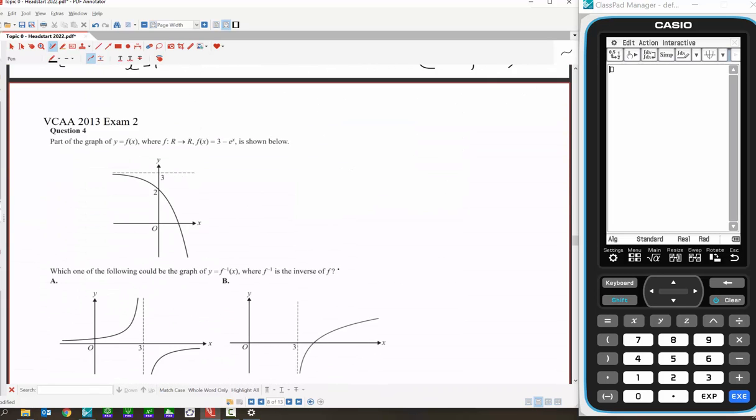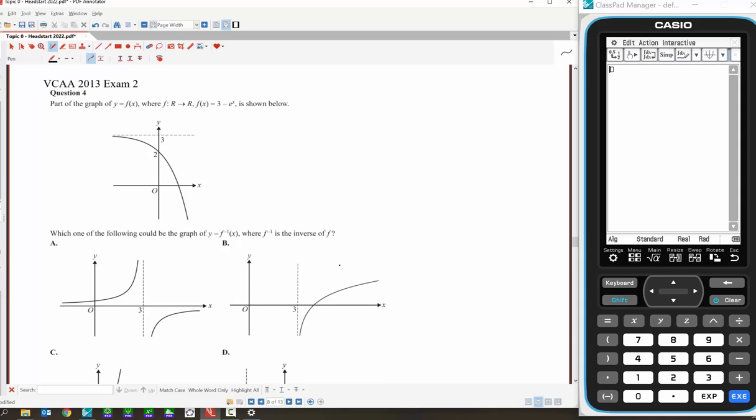Right, the last problem was one off the 2013 exam. So basically to do this, what I recommend you do is don't do it on the calculator even though it's allowed. So we're noting here that the original function is an exponential function. That means the inverse must be a logarithm. So the inverse of an exponential is a logarithm.